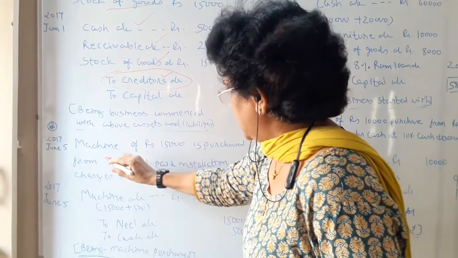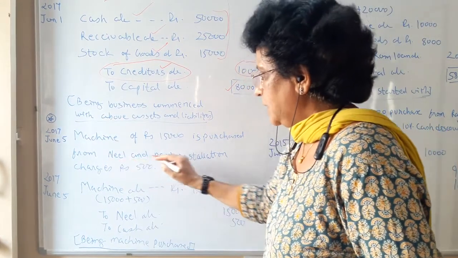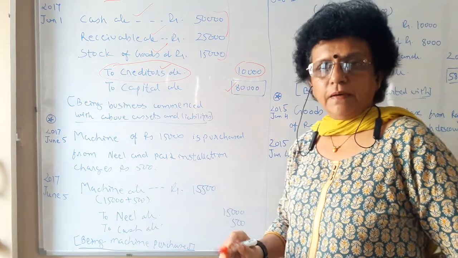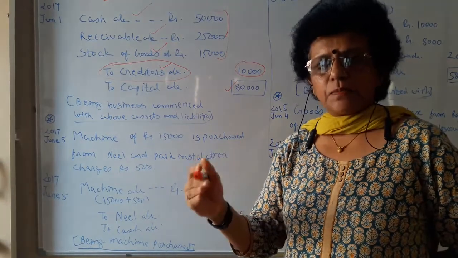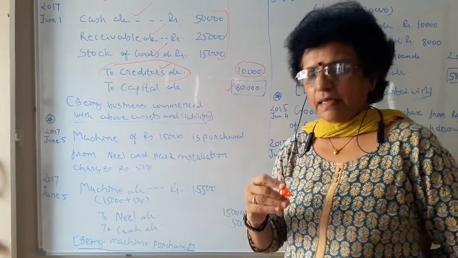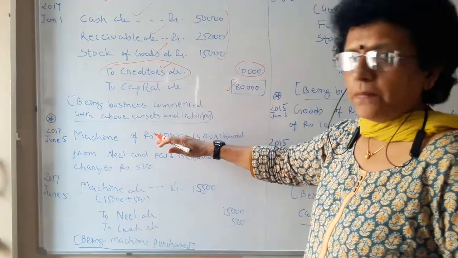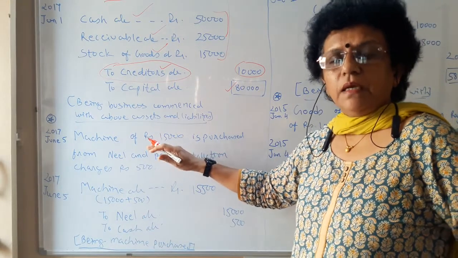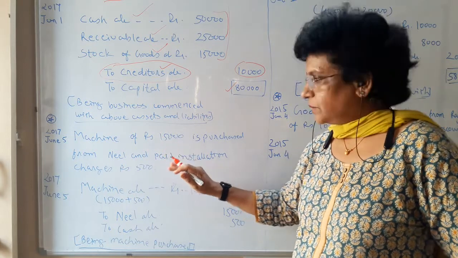Here the example is a machine of rupees 15,000 is purchased from NIL and paid installation charges rupees 500. When you purchase any asset and you incur any additional expenses due to the purchase of an asset, in that case the cost of that additional expense also is to be added to the asset account. This is of a capital expenditure nature, and we have to add it.